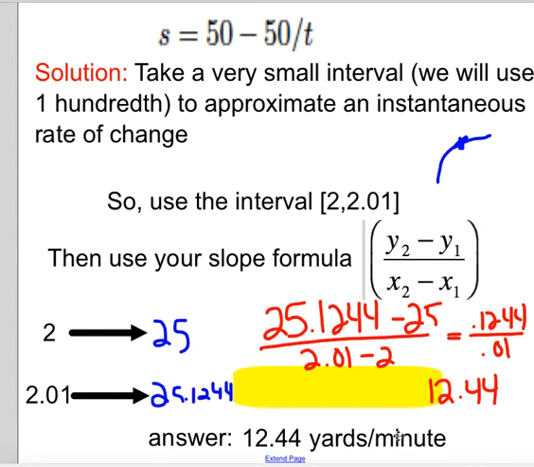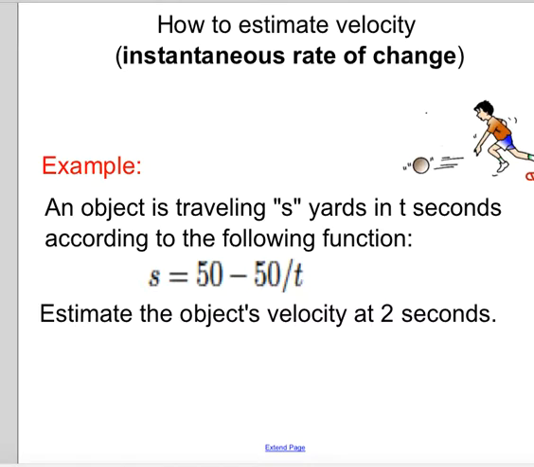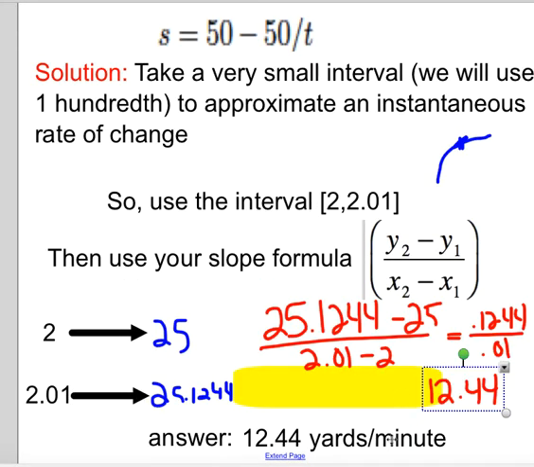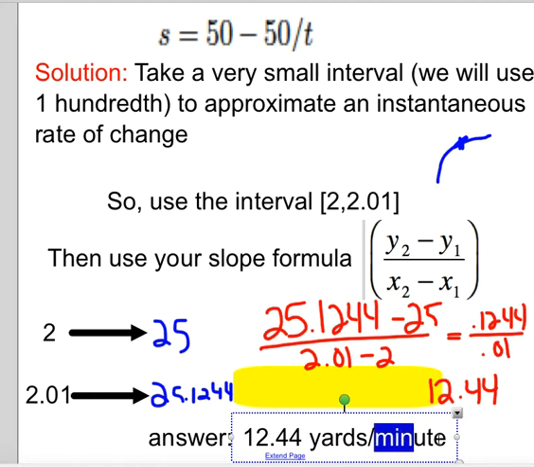So I can tell you at 2 seconds, that ball is pretty much rolling 12.44 yards per minute, right? Should say seconds, 12.44 yards per second. But you kind of get the gist.